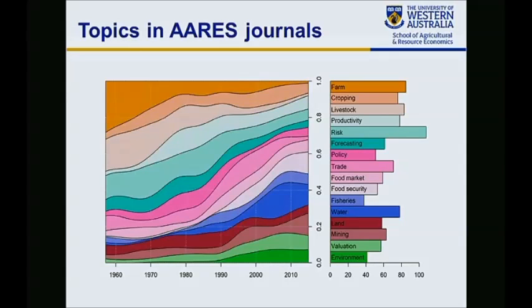So Maxim will recognise this diagram because it is something that he produced for a complementary paper. This isn't the main paper I'm going to talk about, but it highlights one of the points I want to make quite well. Along here I've got the year from the mid-50s to 2015, and each of these little areas represents the proportion of work in that year in different categories of research: farm economics, cropping, livestock productivity, risk, forecasting, policy, trade, food markets, food security, fisheries, water, land, mining, environmental valuation, and other aspects of the environment.